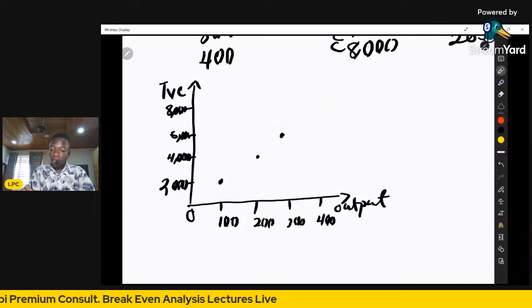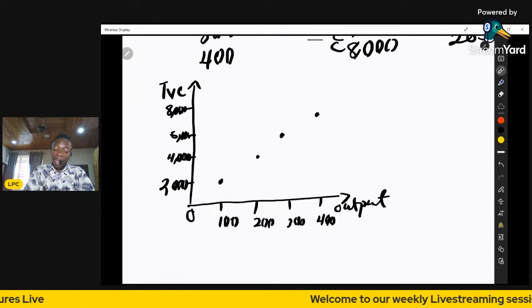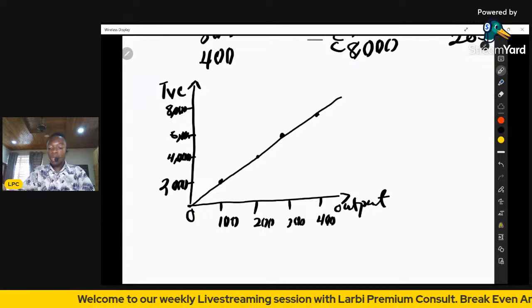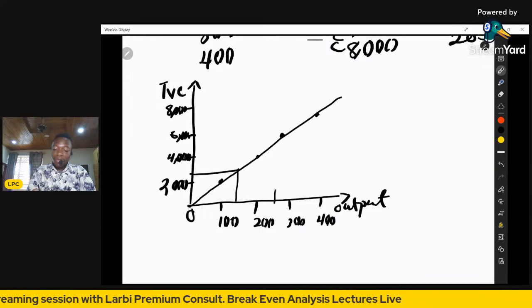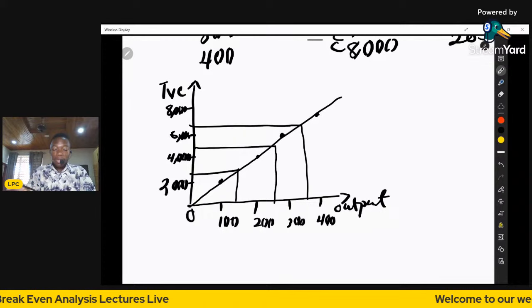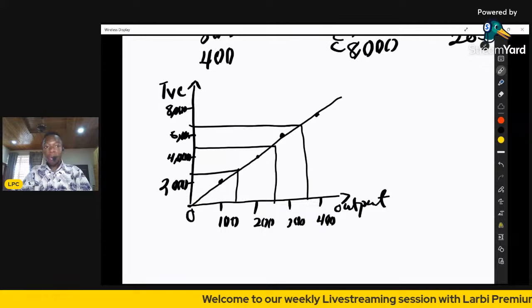So we can clearly see an upward sloping line. This shows that at any level of output, we are getting a different variable cost. And you can clearly see from this line that at a different level of output, we are getting a different variable cost.